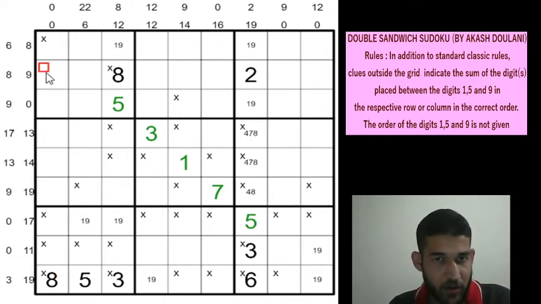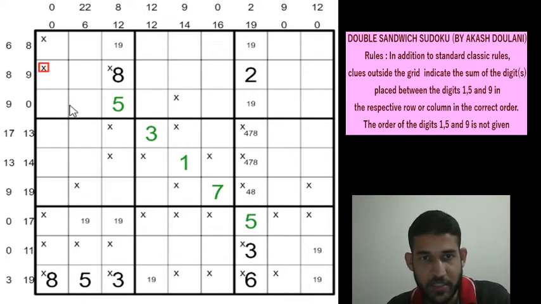Can you have a 1, 5 or 9 here? You cannot, because then both of these cells will be 1, 5, 9, and there are 2 cells already having 1, 5 or a 9. So that will give you a total of 4 cells having 1, 5, 9, which is not possible. So that is an X as well.